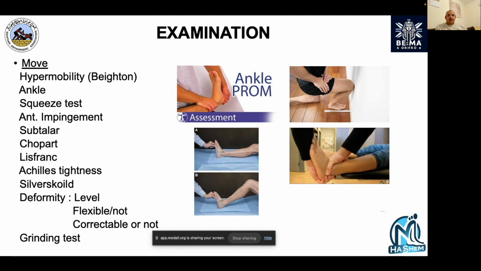Then you go to the midfoot joints, and from the midfoot joints to the metatarsophalangeal joints, and then you stress the forefoot in adduction and abduction to stress the midfoot joints.